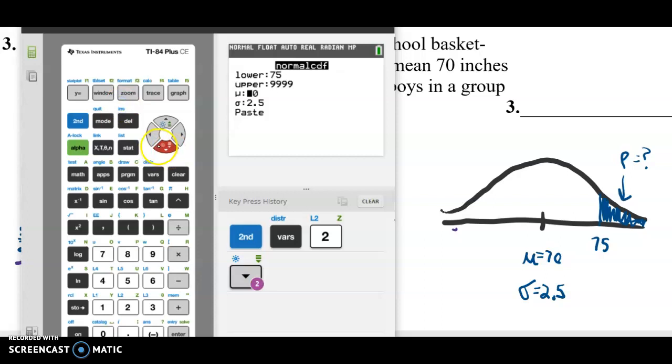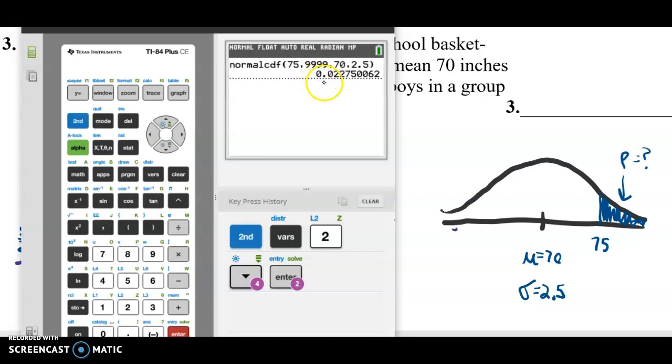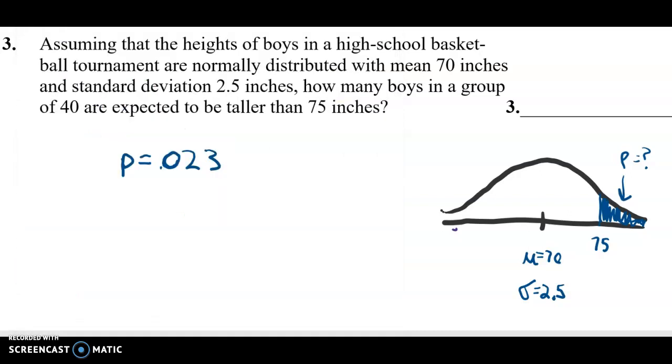The mean is 70. The standard deviation given in the problem is 2.5, and then you can just go ahead and press paste or enter again, and we get 0.0227. I'm going to say 0.023. Note the 0.023 is slightly off from what we got using our empirical rule, and our empirical rule is an approximation for the data, so that's okay.